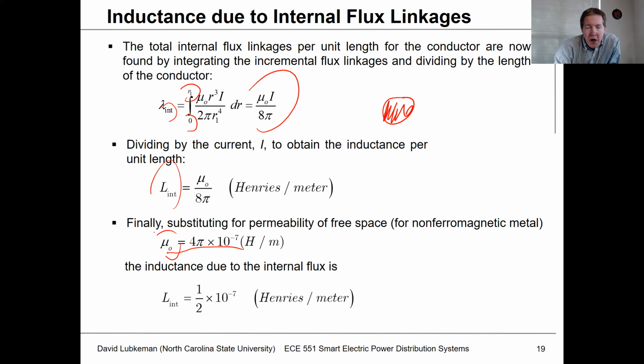If we substitute in for the permeability of free space, what you end up with is a term for the inductance on a per unit length basis. In this case, in terms of meters, this internal inductance is 1/2 times 10 to the minus 7 henries per meter. All right, so that's one inductance term, due to the flux actually flowing within the conductor.